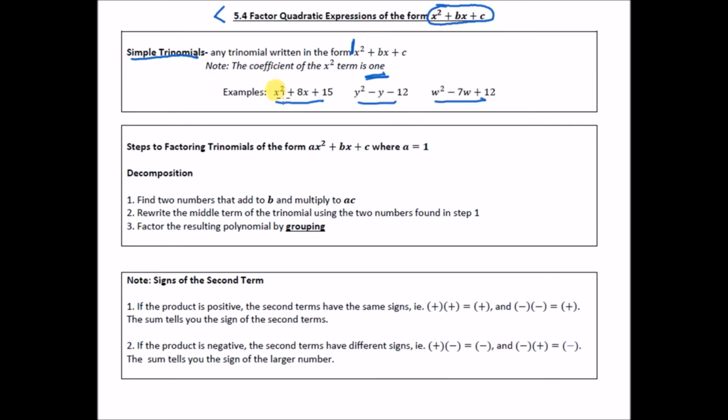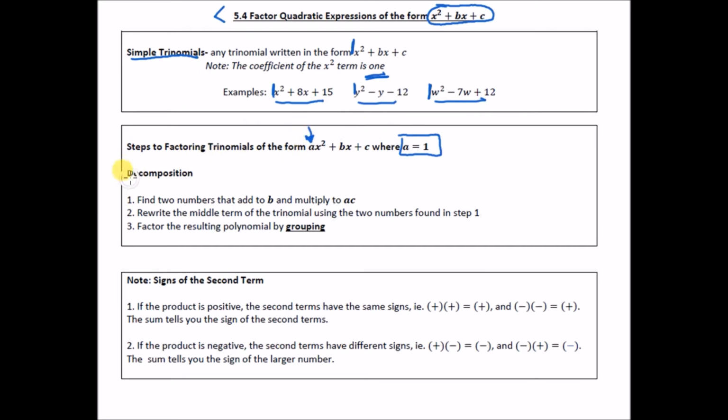We see that we have x squared plus 8x plus 15. You see we have y squared minus y minus 12, and both of these have coefficient 1. And then w squared minus 7w plus 12. So here are the actual steps to factoring trinomials in this form when a equals 1. So this a value is 1.